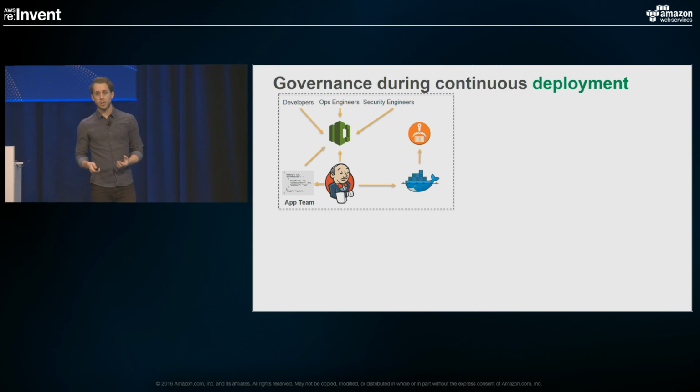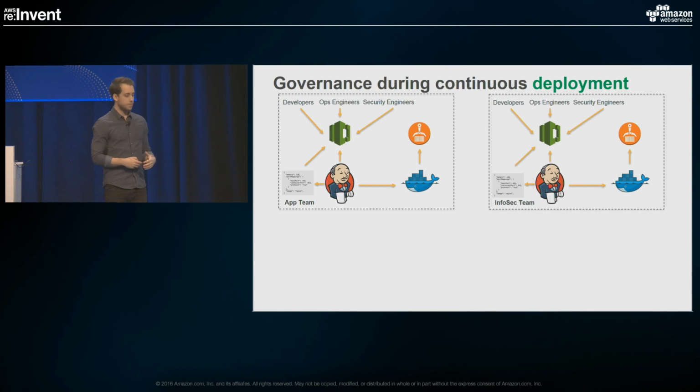But imagine for a second that your security team now follows this exact same procedure. So maybe they want to deploy a host-based intrusion detection system. And traditionally, they would have to work with the application teams to bake that into the images that the app team is using. With Docker and with ECS, you can avoid that, right?